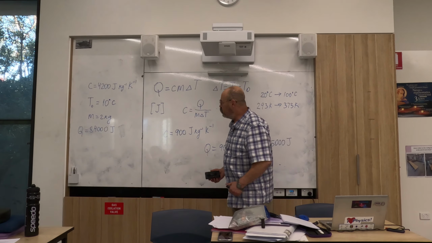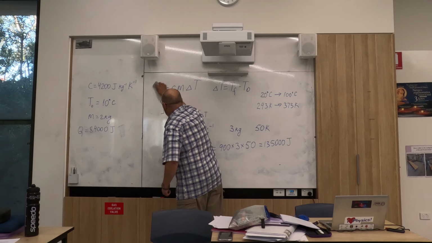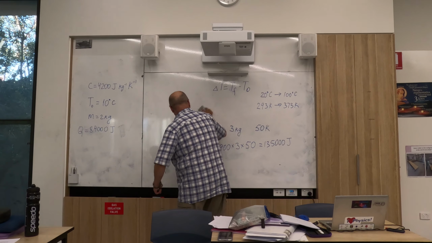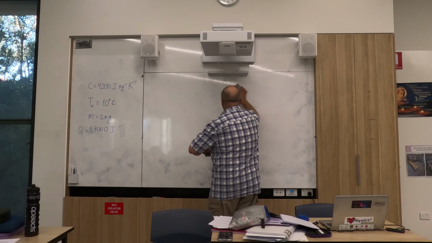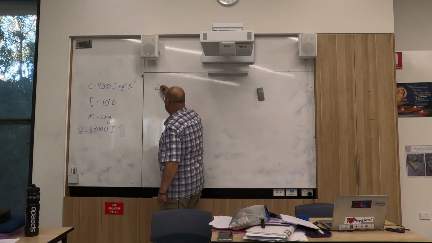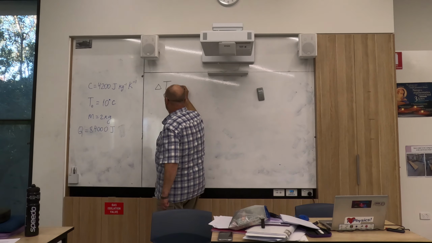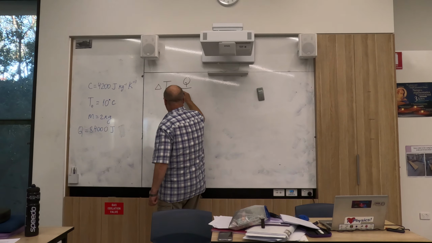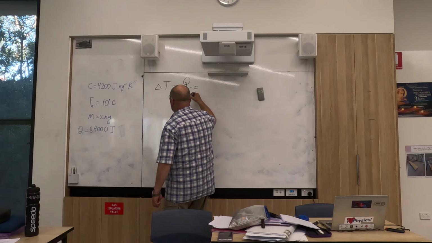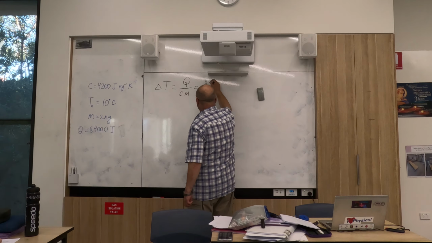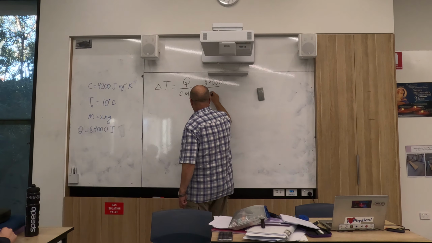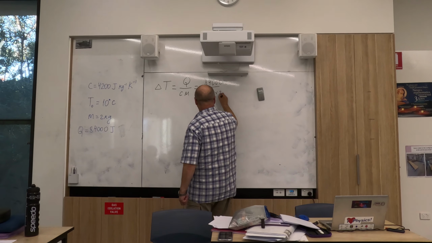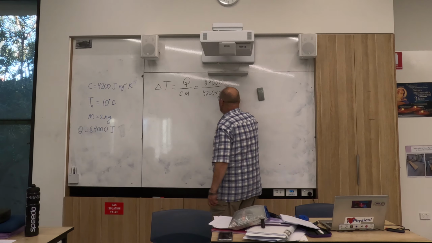4,200. So to do that, we first find the change in temperature. Change in temperature will be equal Q over C M. So it will be 84,000 over 4,200 times 2. So it will be equal 10.